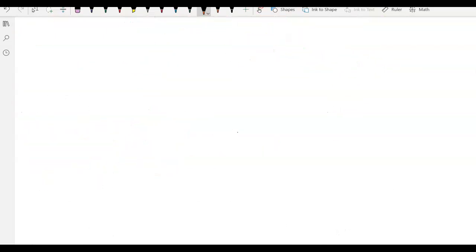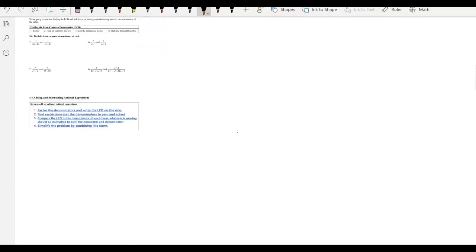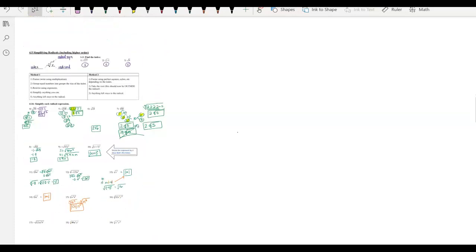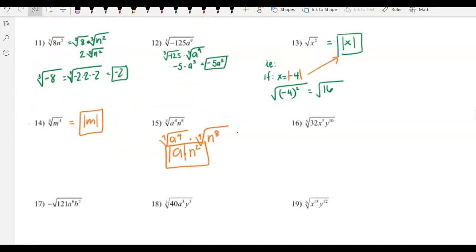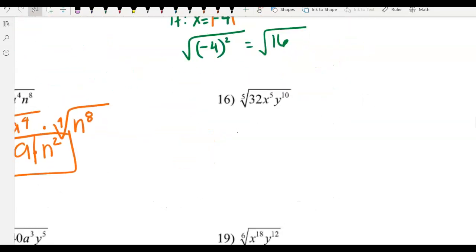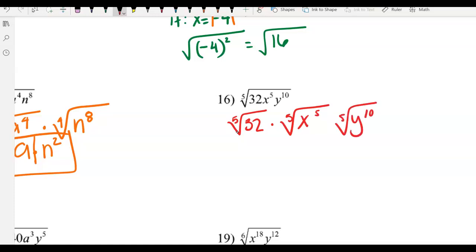Index is what on example 16? 5. Do we need to worry at all when it is an odd index? No. So you do that one normally. You can take a deep breath, like, oh, odd indexes, I love you, because I don't have to worry.